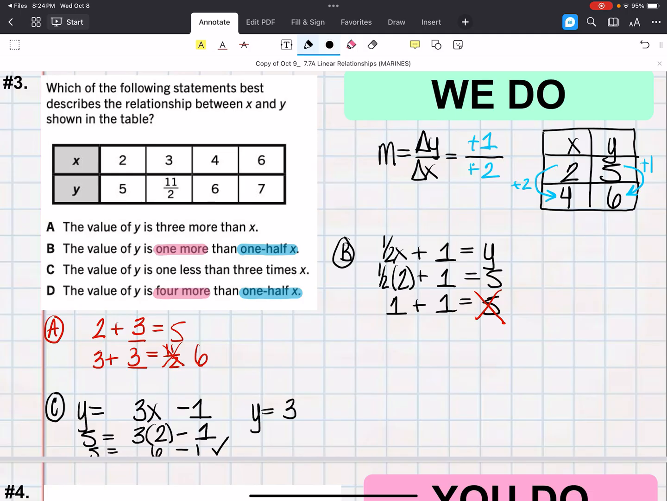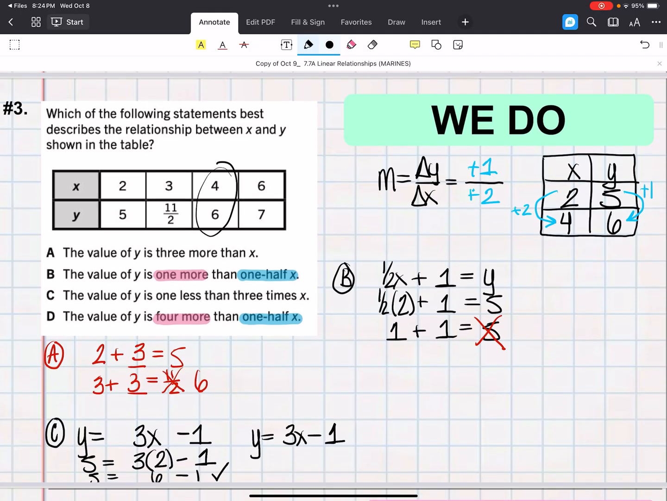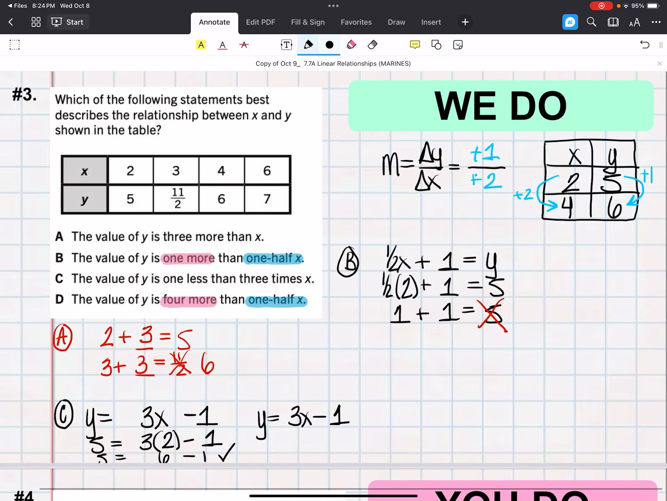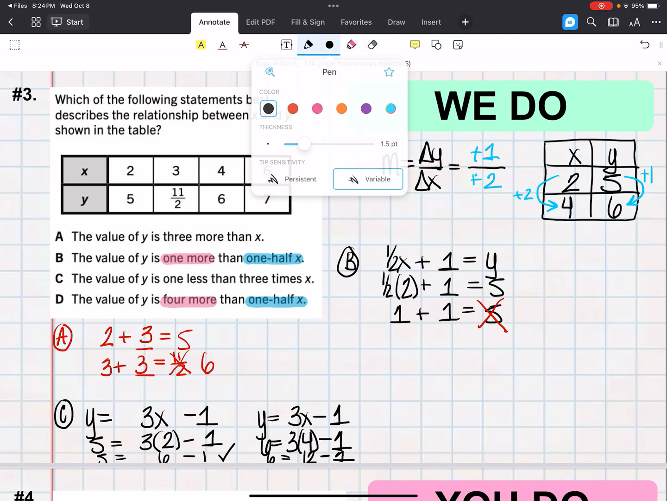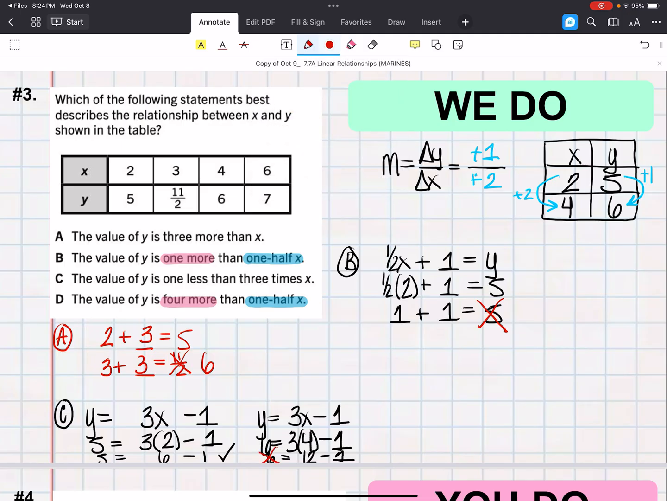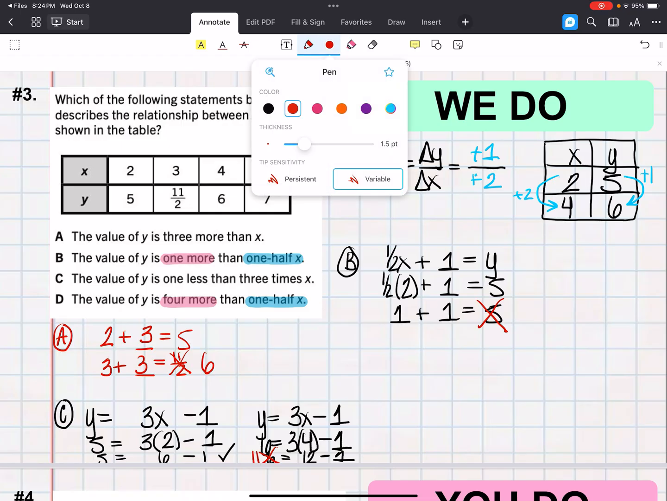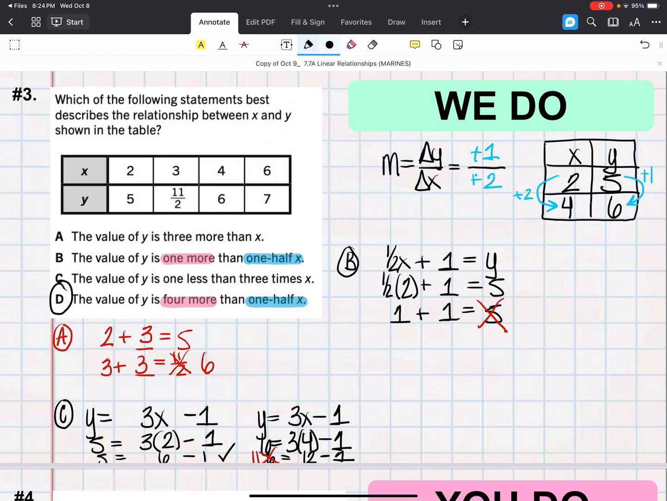So if I use that same equation we just generated from answer choice C, and let's say I'll use the third ordered pair, so that way we're only working with whole numbers right now. Y is 6, X is 4, and minus 1. 3 times 4 is 12, and 12 minus 1 does not give me 6, it gives me 11. So C is out.